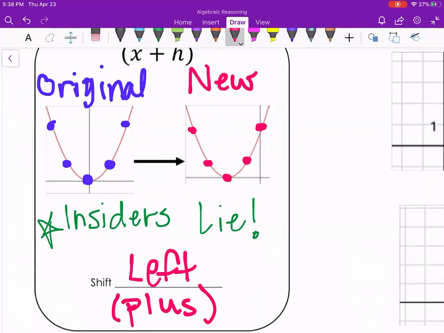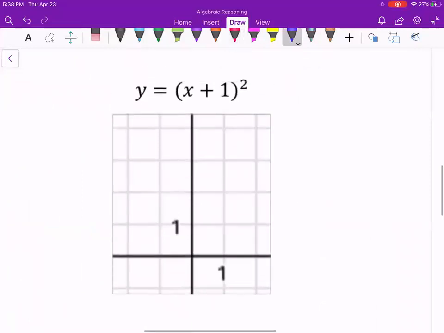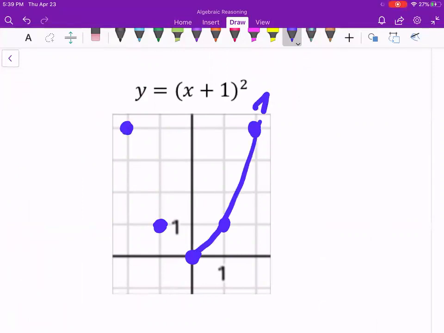Insiders lie. So let's get your original graph up here like we did before, and let's see how it's going to be changed. So there's our original down at the bottom, 0, 0. We have 1, 1, and negative 1, 1. Remember, then we go up 4 and out 2 to make the point 2, 4. Same thing on the other side, so negative 2, positive 4. And there's our original.